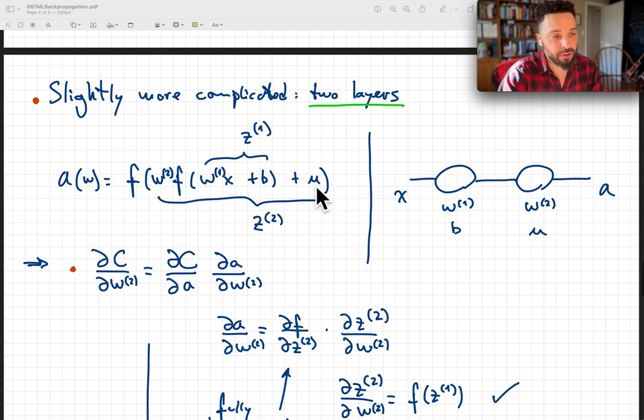So I use a different letter here, u, for the bias of the second layer, just to differentiate that from b. So I want these to be a little different.